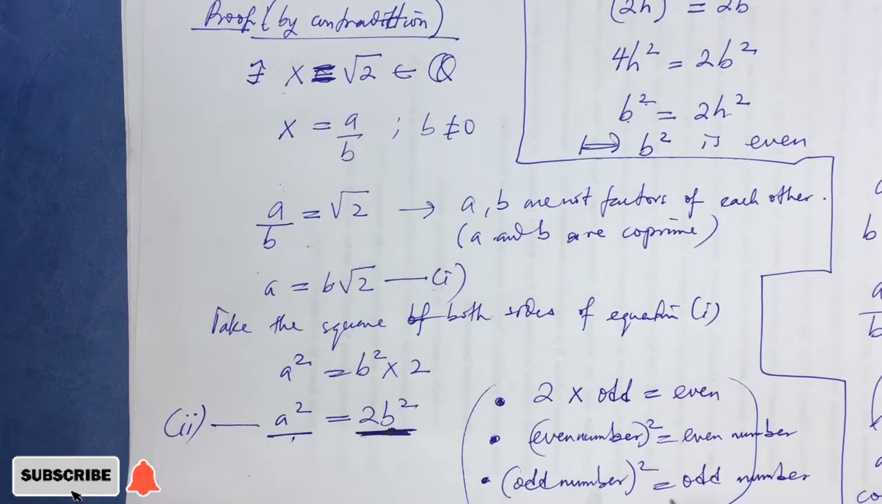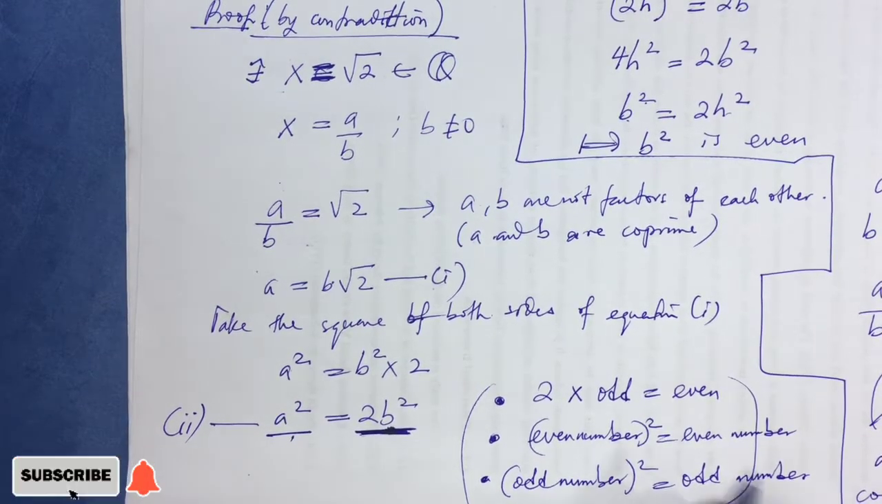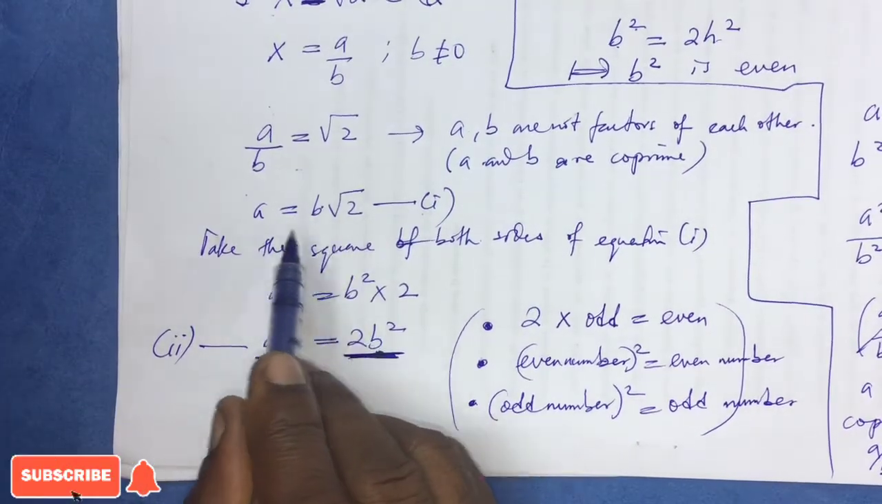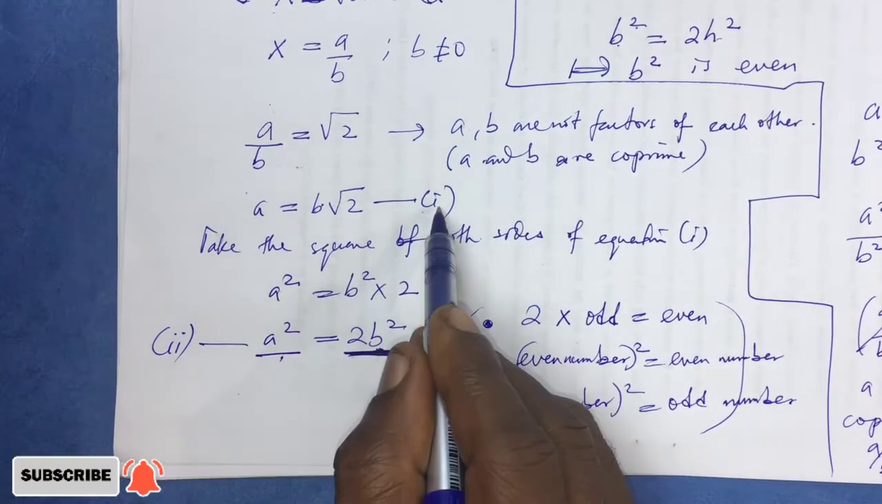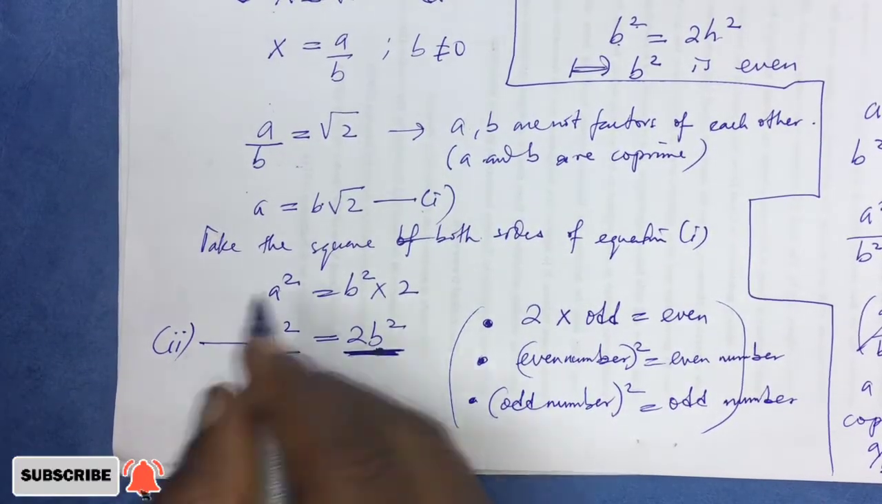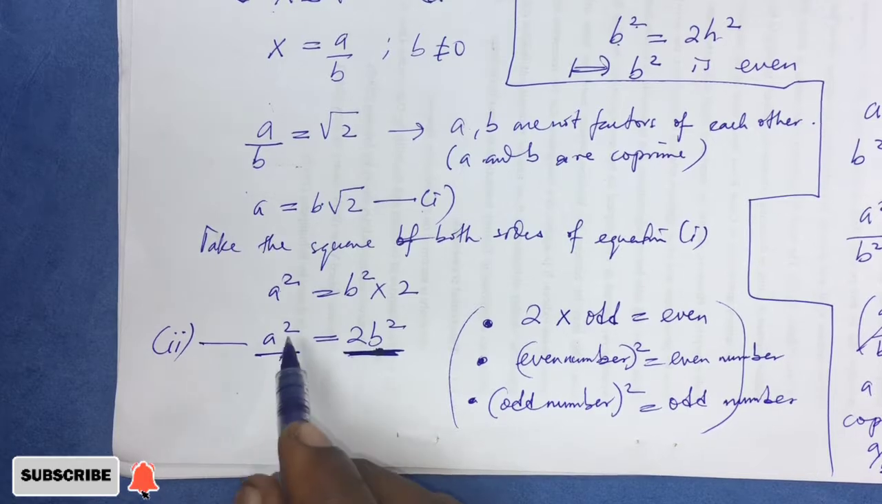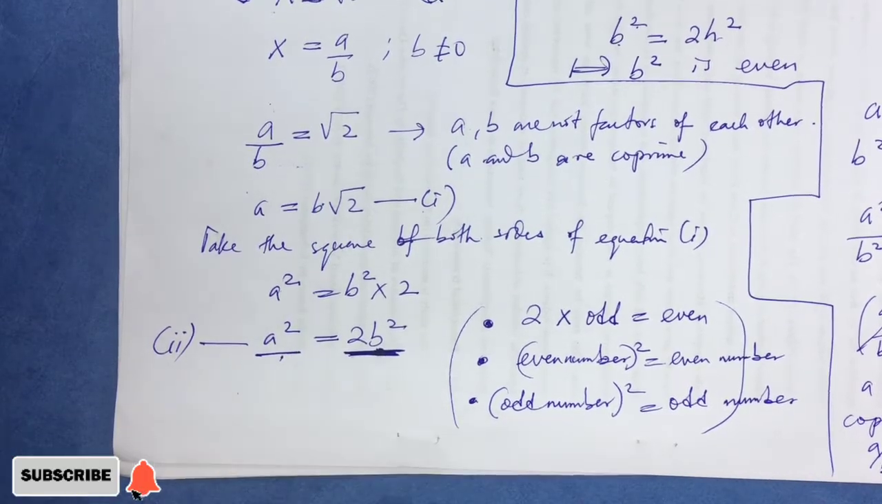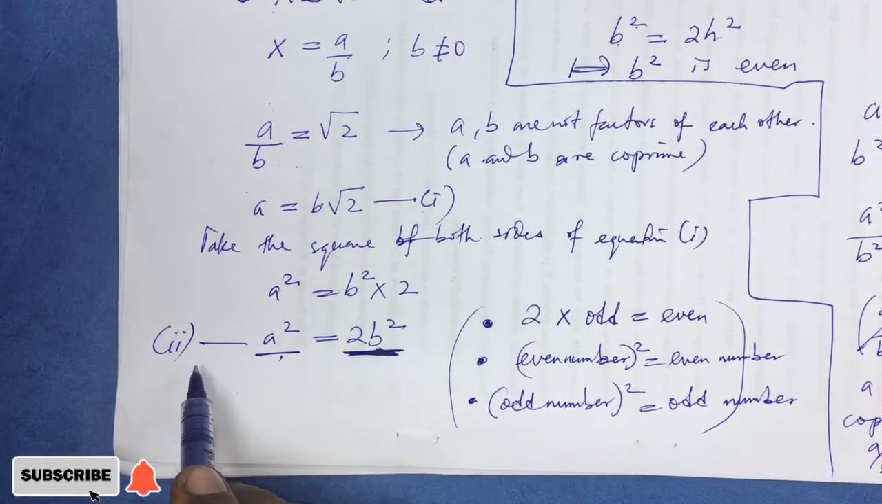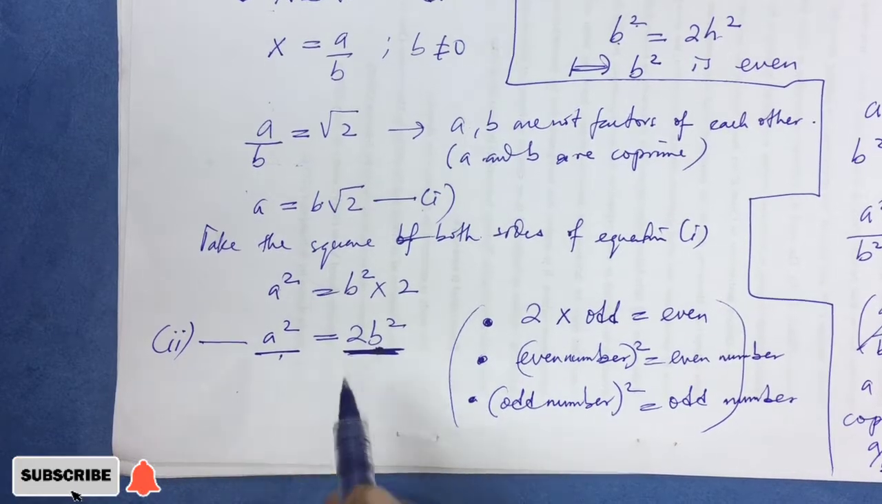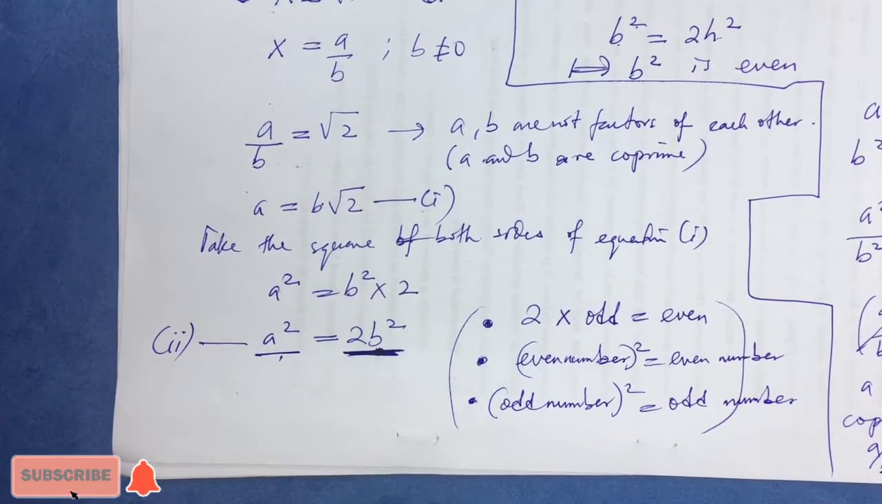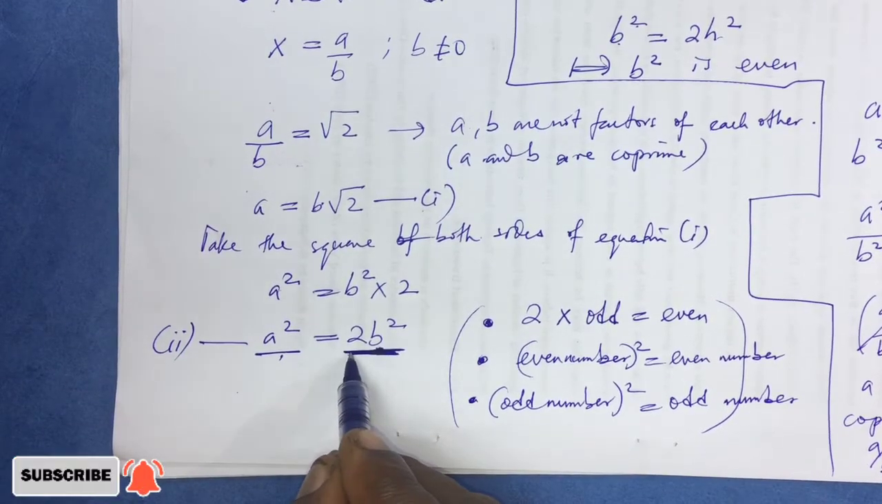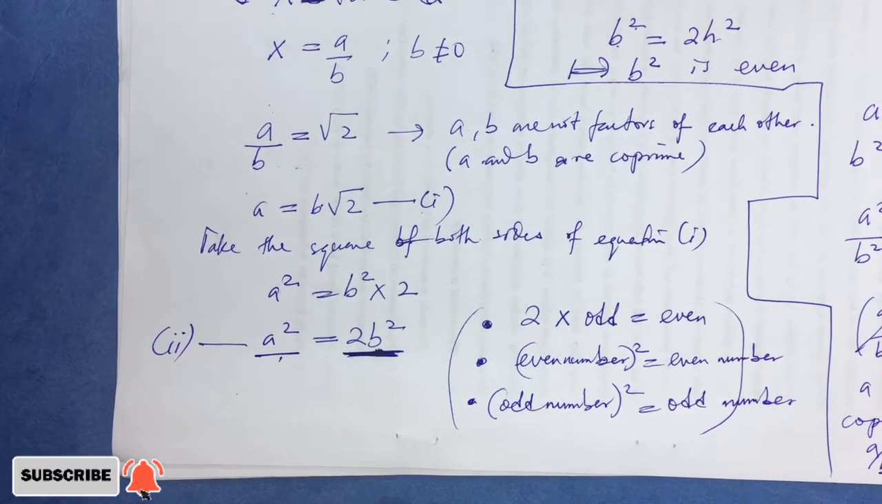But if you look at it critically, making a the subject of formula gives you a equals b times square root of 2. And I call that equation 1. If you take the square of both sides, you end up having that a squared is equal to 2b squared. And I call that equation 2. Now, the square of an even number gives an even number. And whenever you multiply an odd number by 2, it ends up giving you an even number.